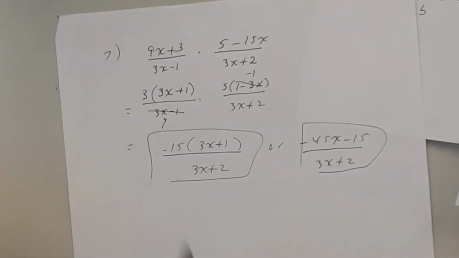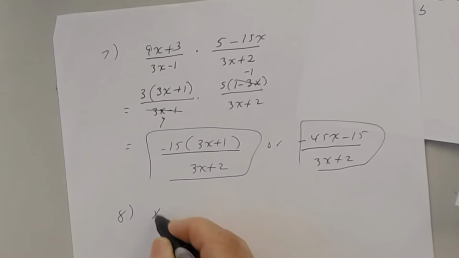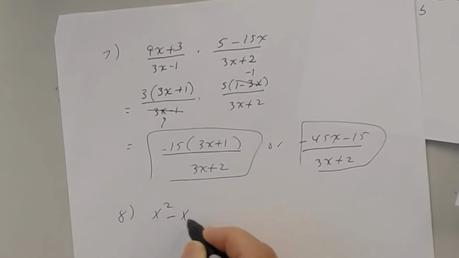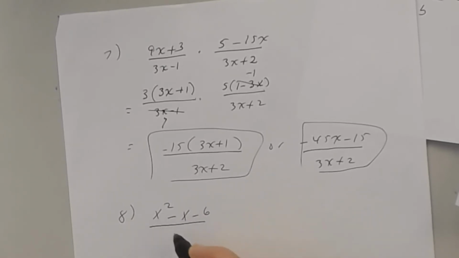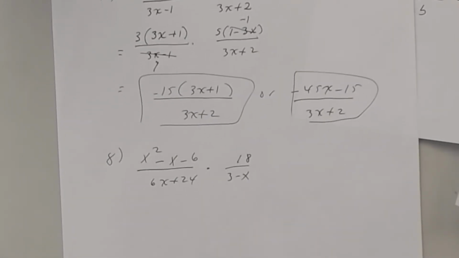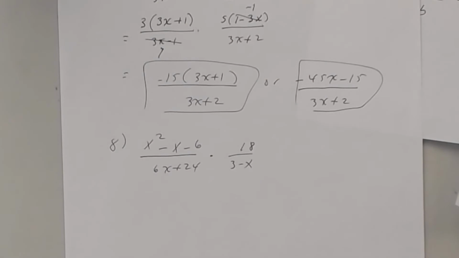Okay, in number 8, you have this. You have x squared minus x minus 6 divided by 6x plus 24 times 18 divided by 3 minus x. What's the first step to multiplying rational expressions? Factoring. You got to factor first.